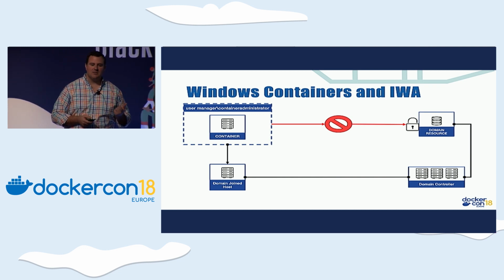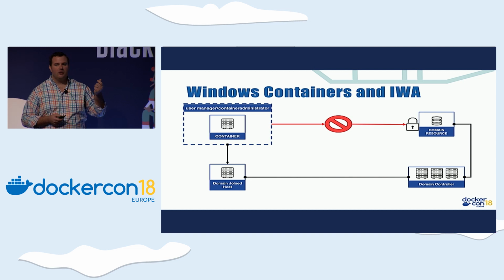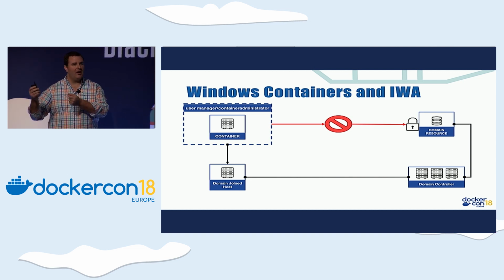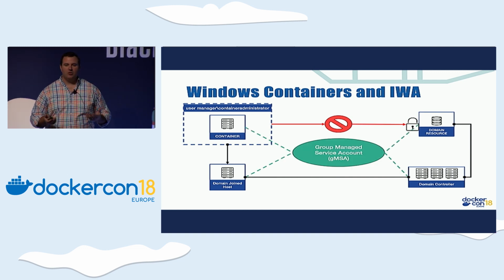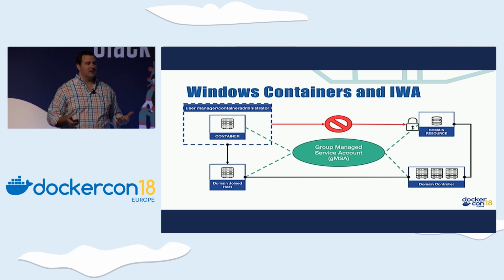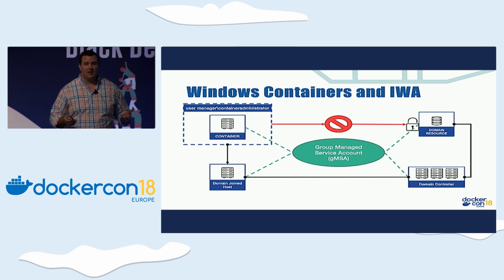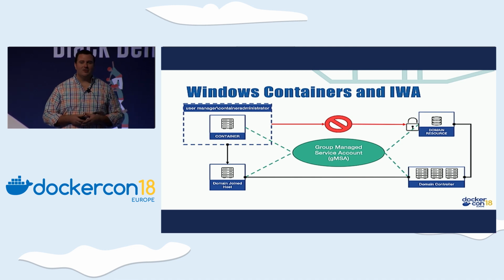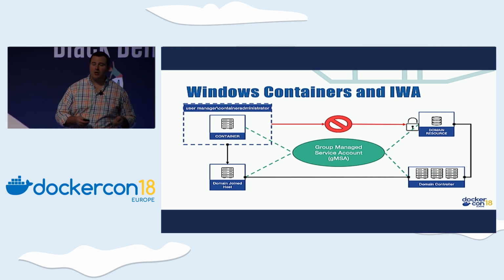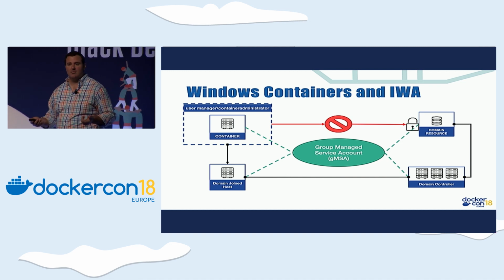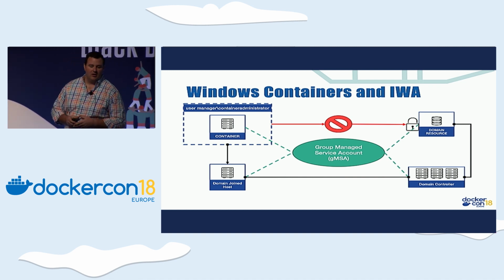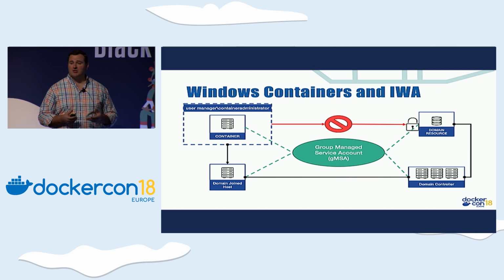And so we need a mechanism that can tie together the container, the host it's running on, the domain controller, and all those resources. And in this world, that's just something called a group managed service account, or gMSA. gMSAs are not new. They're not something that Docker invented last week. They're an object that has been a part of Active Directory for many years, dating back to at least Active Directory 2012. So they are a passwordless service account.